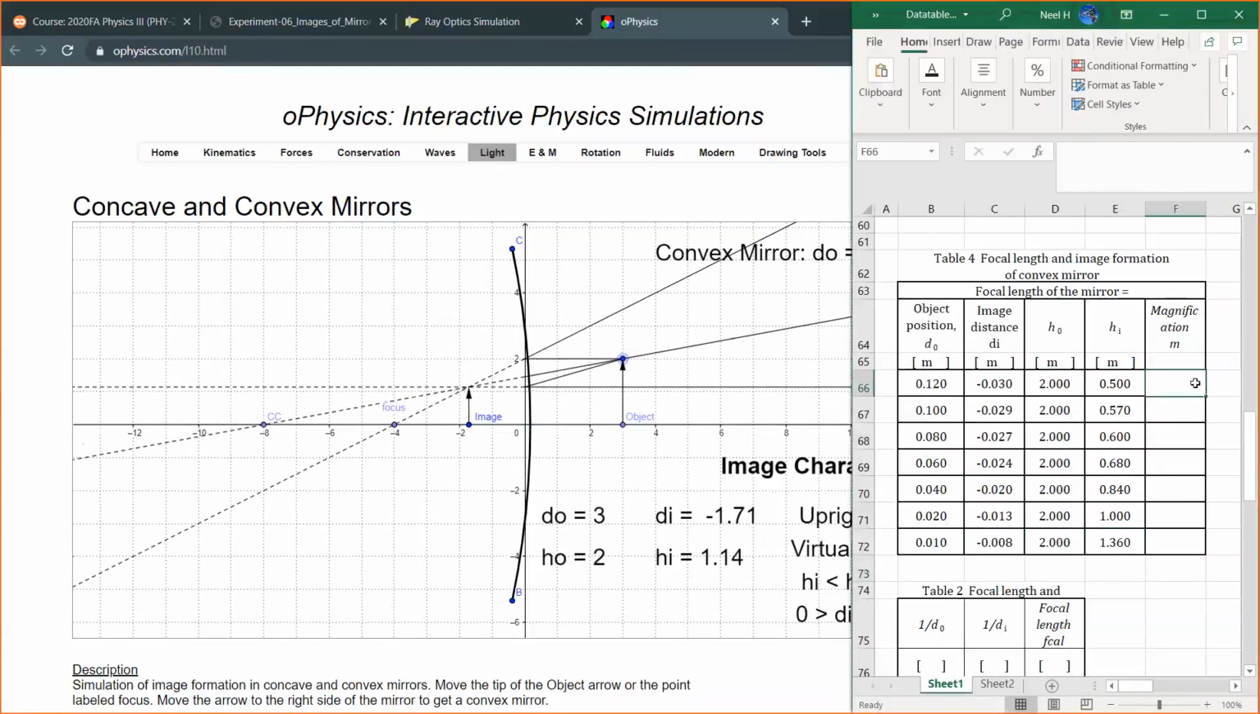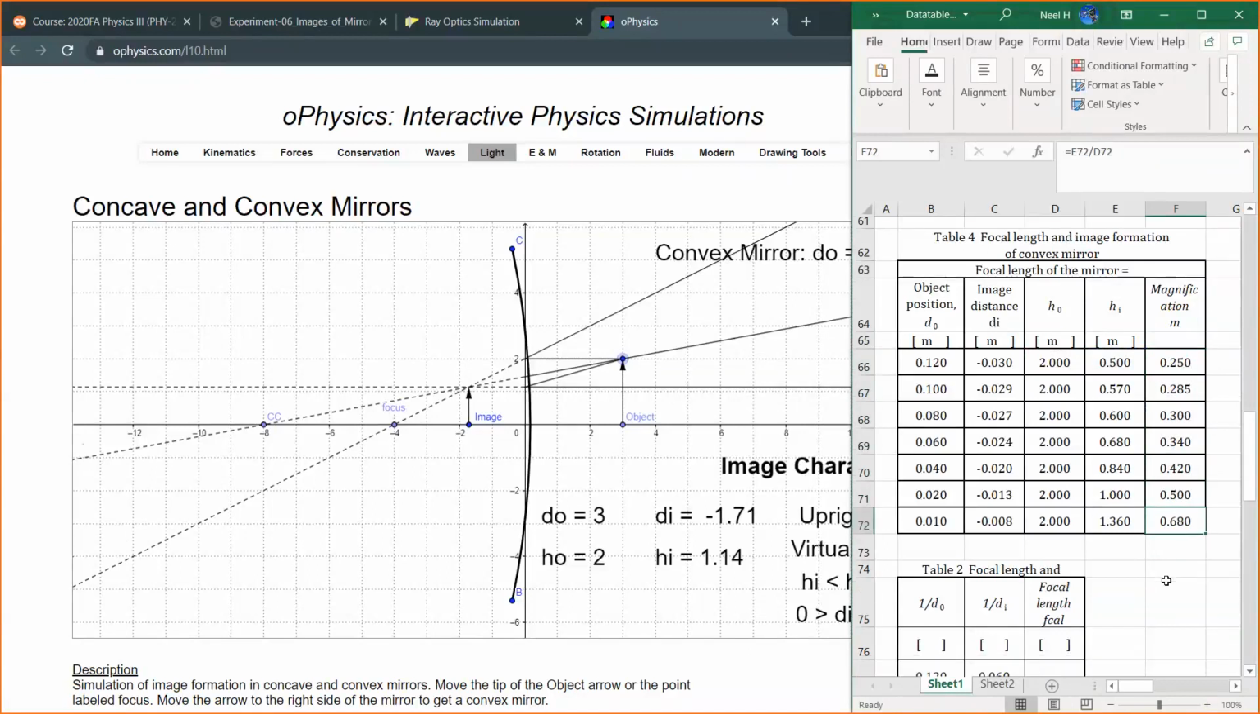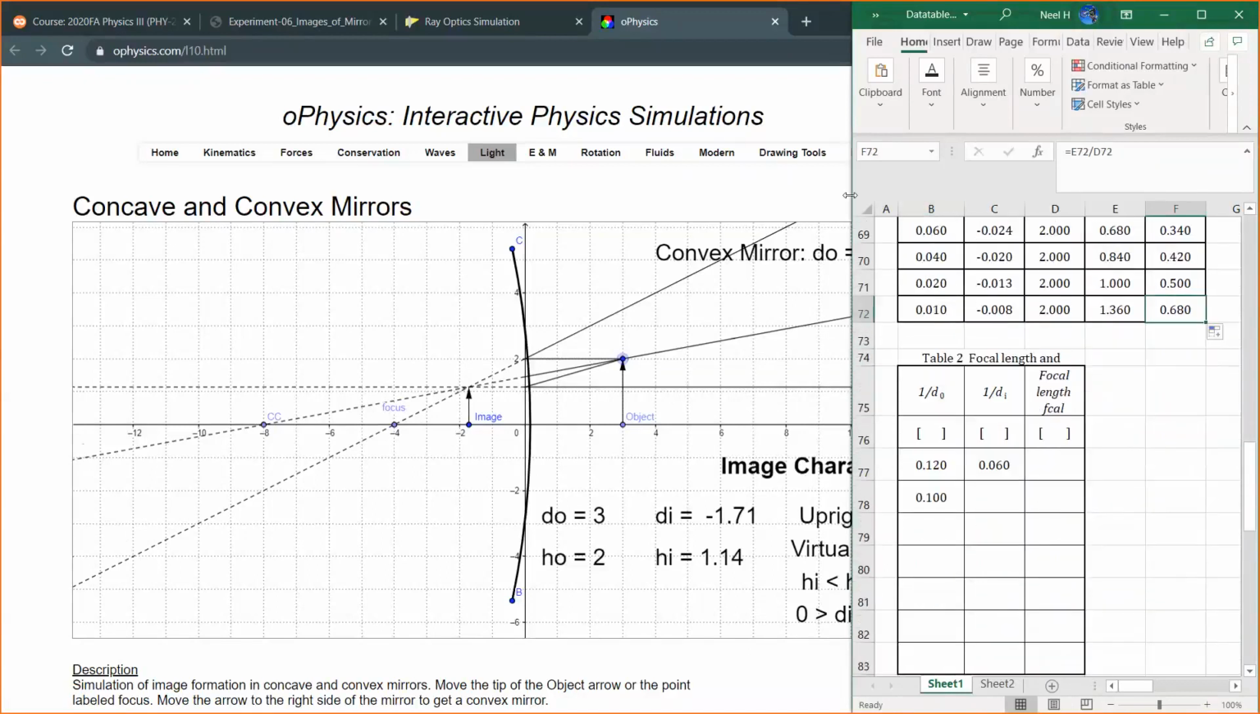Let's check the magnification, equal sign hi over h0. We're expecting that to be about the same number, but the number is actually increasing, because the magnification you saw slowly increasing. That's exactly what you see. Magnification is about 1/4 and then slowly it increases all the way to half and a little bit above half.